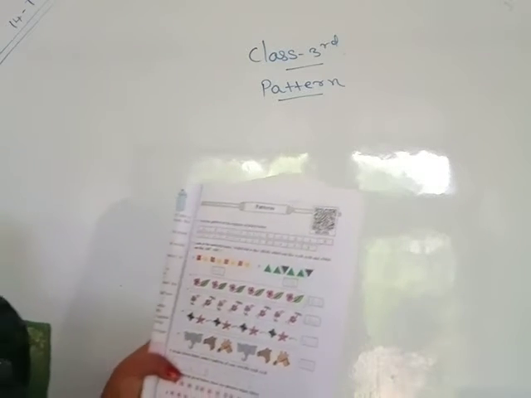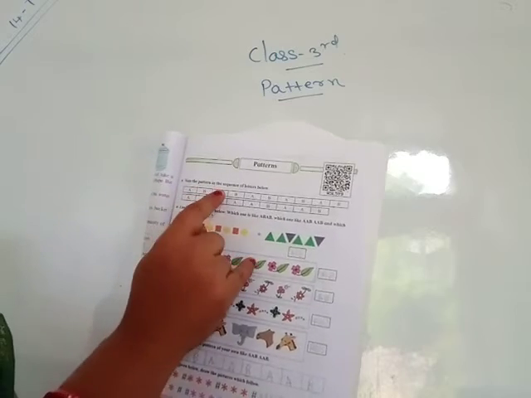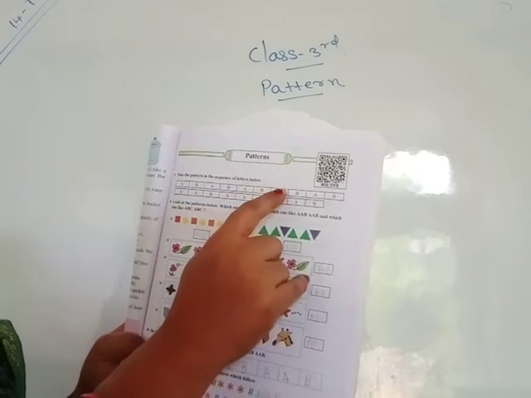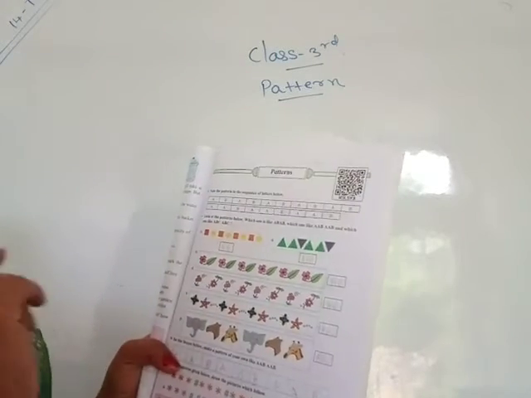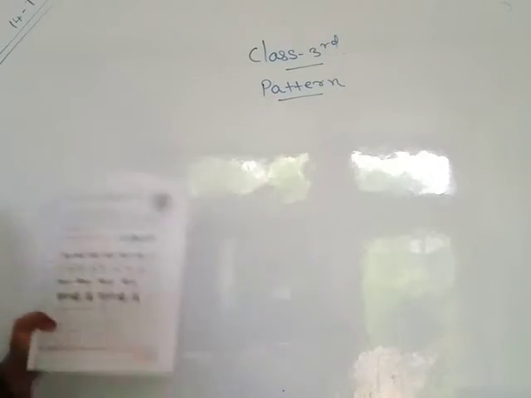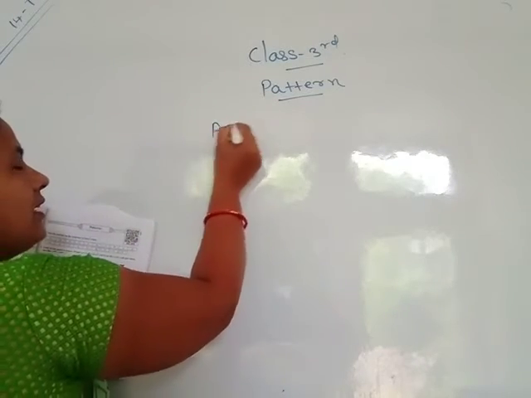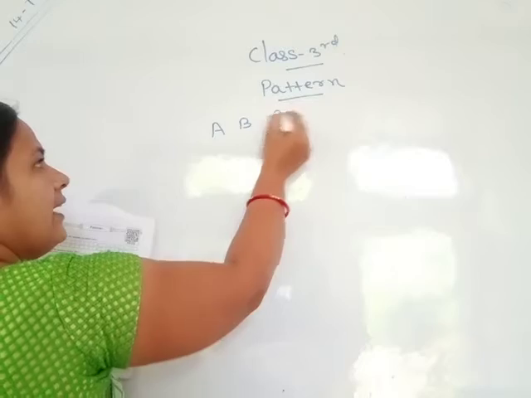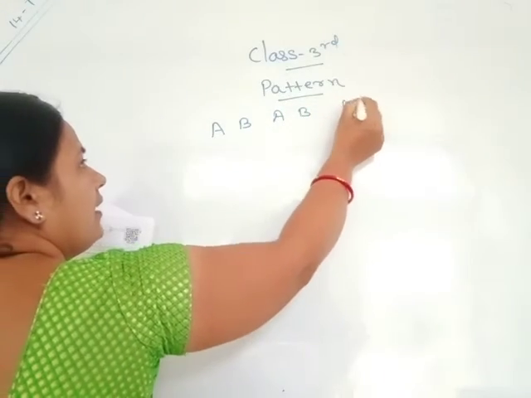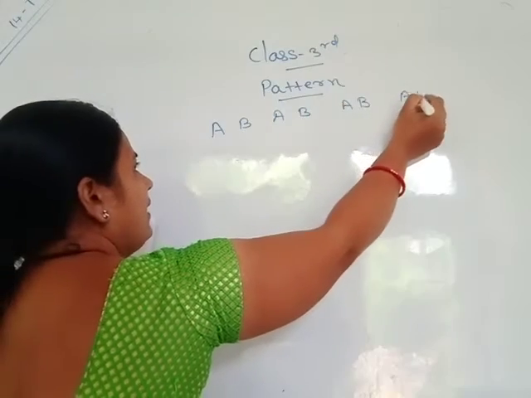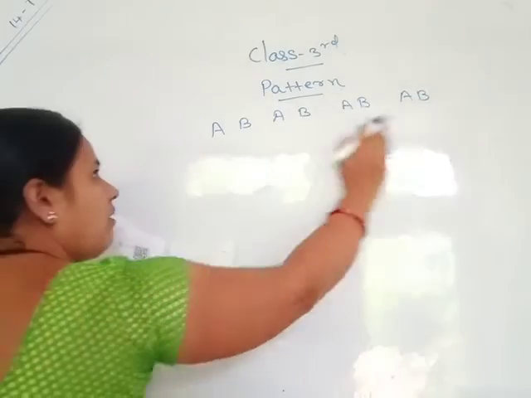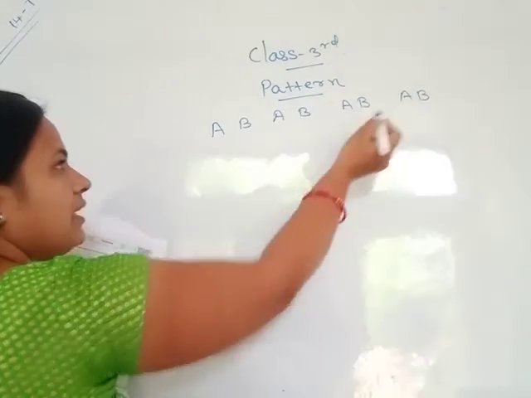You see these letters here: A, B, A, B, A, B, A, B, A, B. In this type of pattern, the same letters repeat. See here A, B, again A, B, again A, B, and again A, B. This is the sequence of these letters.